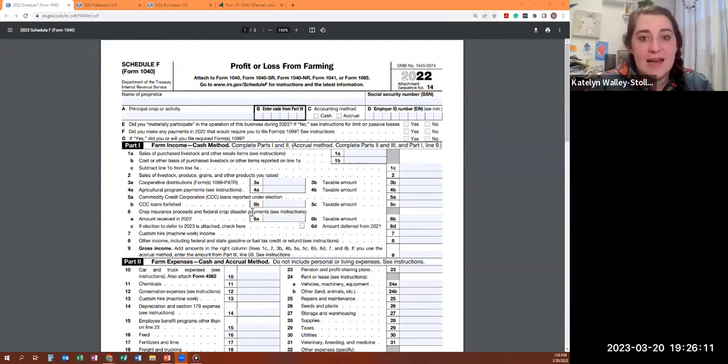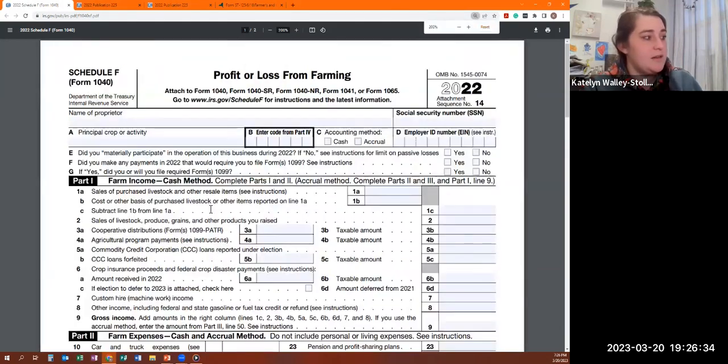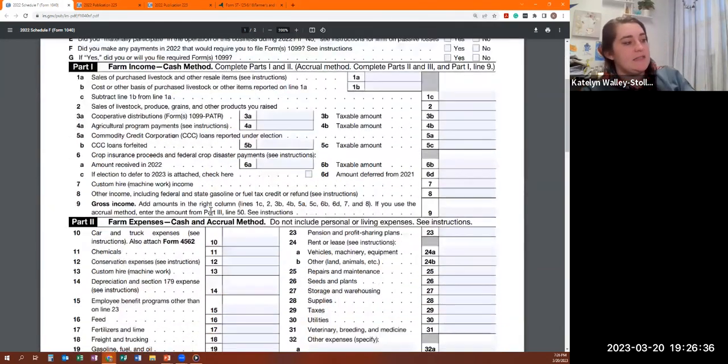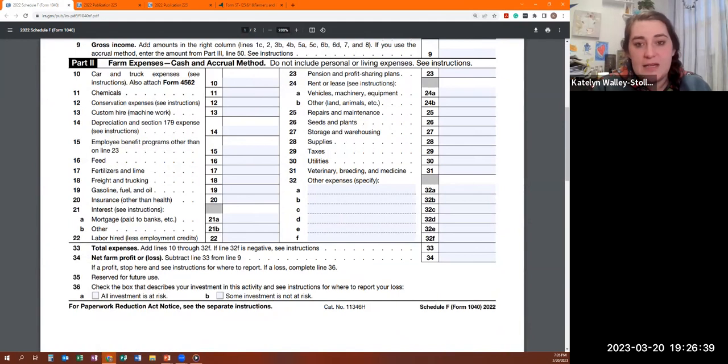Depending on what type of grant it is, it can sometimes go under other income. So if it's like a non-government related grant, I usually see them on other income. If it's an agricultural program payment, something that you might have gone through the USDA office, that would go under this line 4A here. The other part that we see it happen too is if you have farm expenses related to grant income.